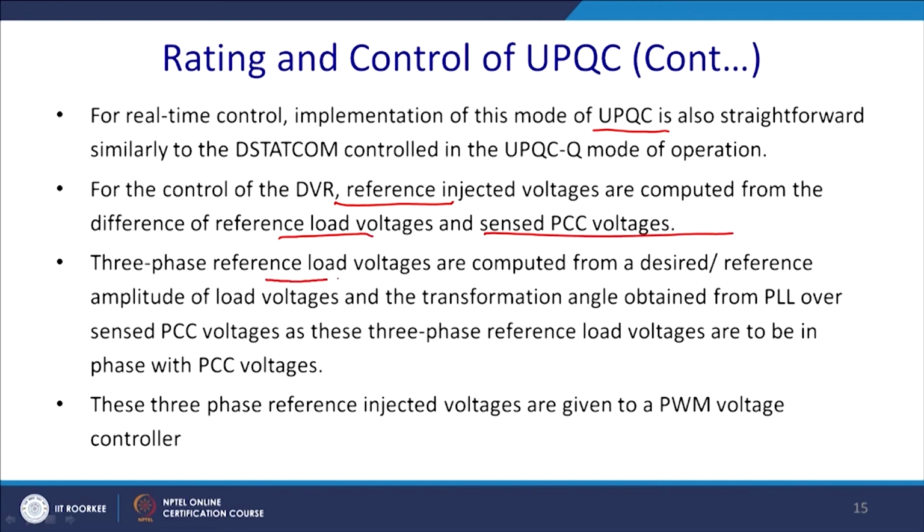The 3-phase reference load voltages are computed from the desired or reference amplitude of the load voltage, and the transformation angle is obtained from the PLL over the sensed PCC voltage. This phase reference and the load voltage are compared with the point of common coupling voltage. This 3-phase reference injected voltage gives you the PWM required to generate the reference for the voltage source converter. This is the way of operation of UPQC P.